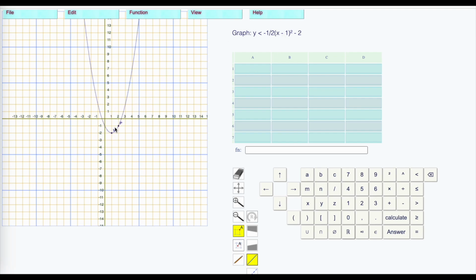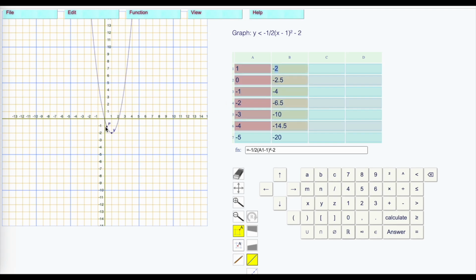Let's find a good point for this parabola to go through. When x is 1, we end up with -2. So let's see that that is true. It's equal to -1 over 2 times (x minus 1) squared, minus 2, and that gives us -2. Now I'm going to keep going in the negative direction. That minus 1, then fill that down, then fill this down. Here when x is -1, we have -4.